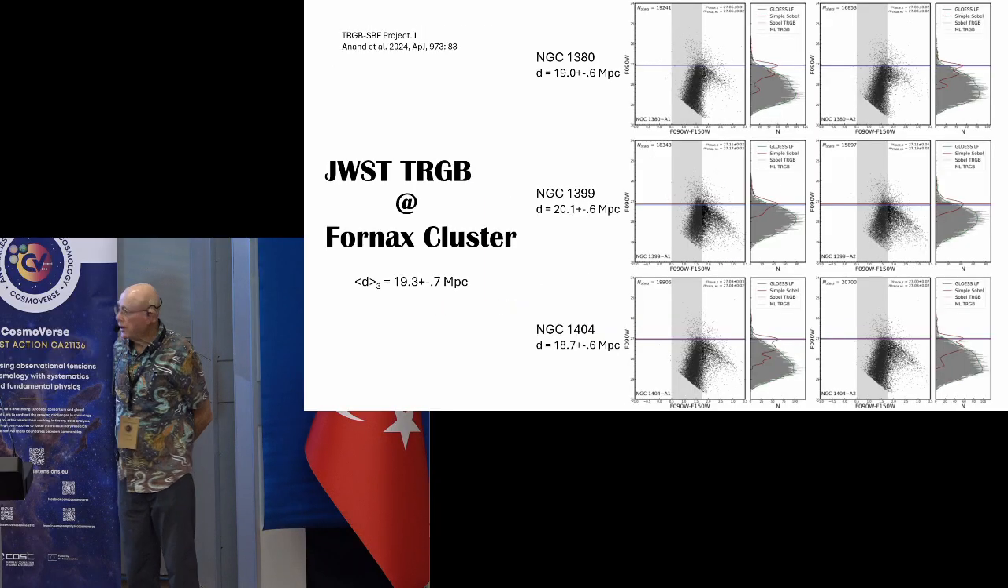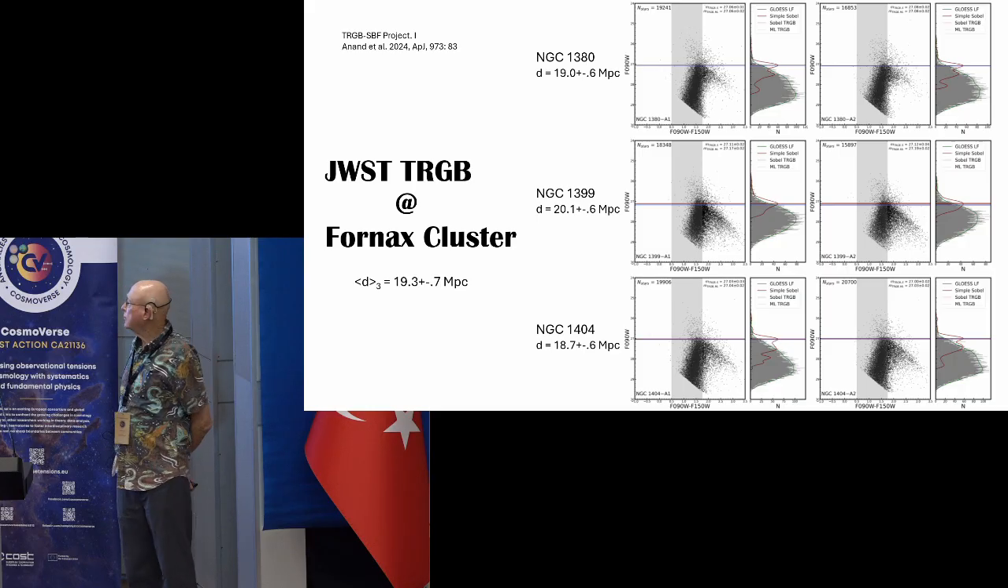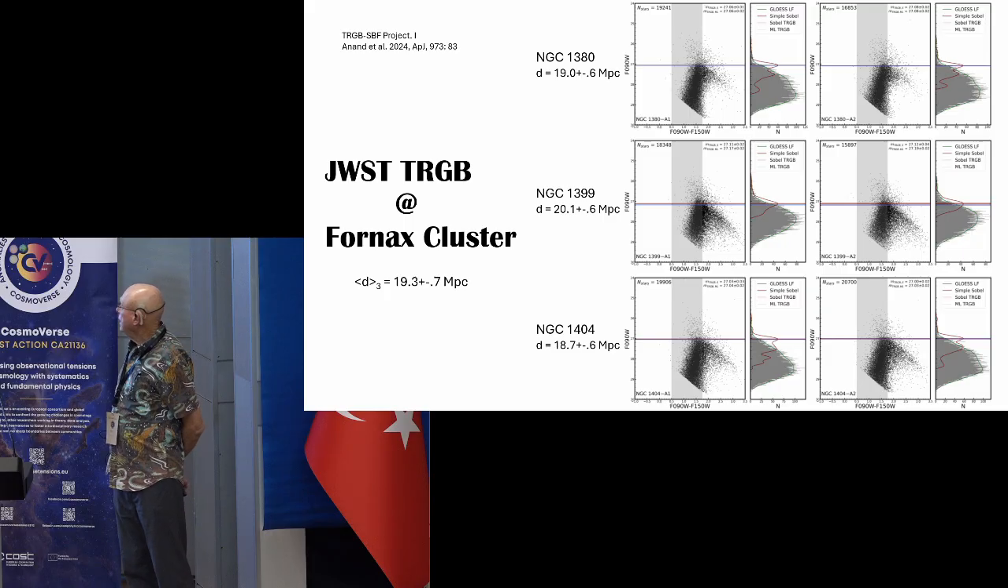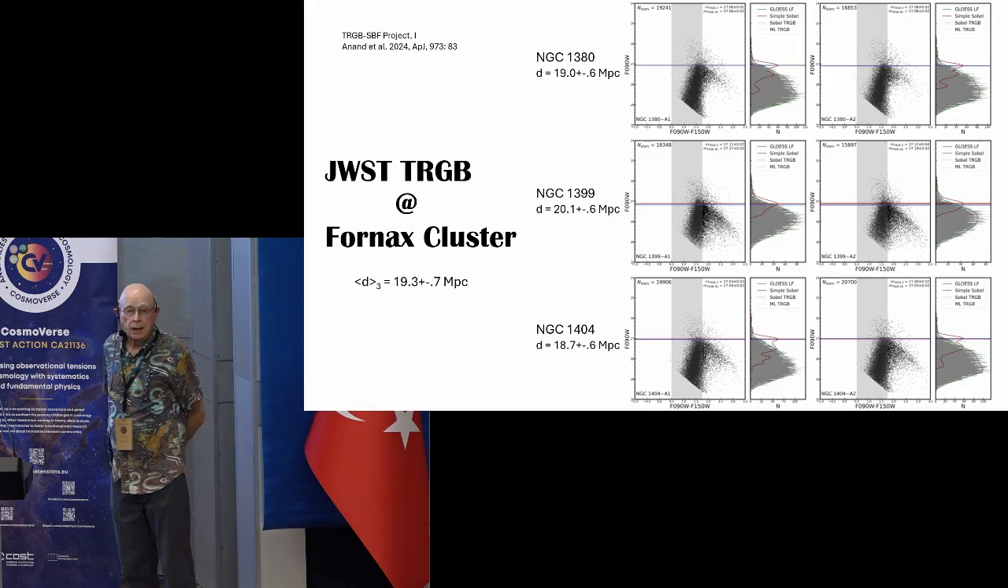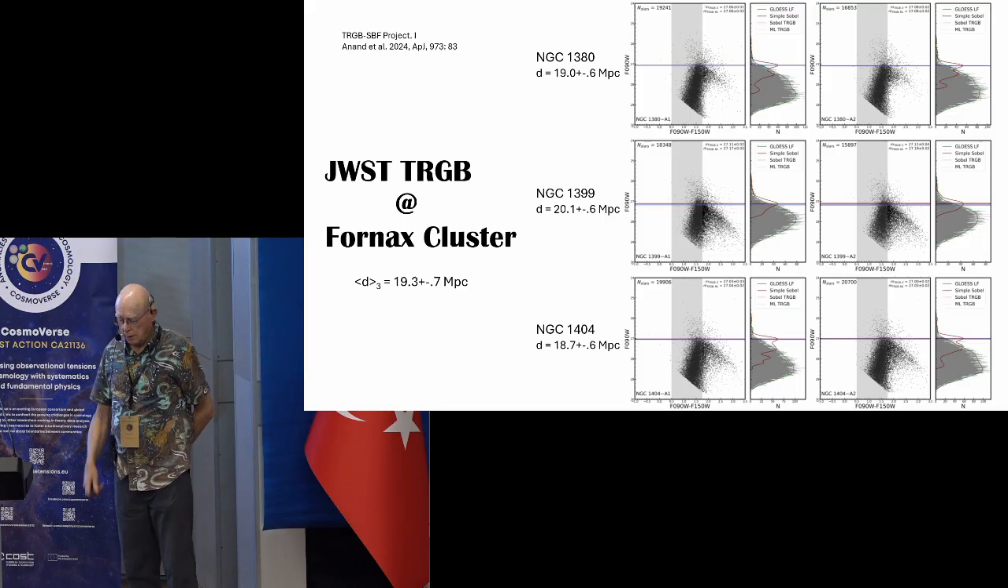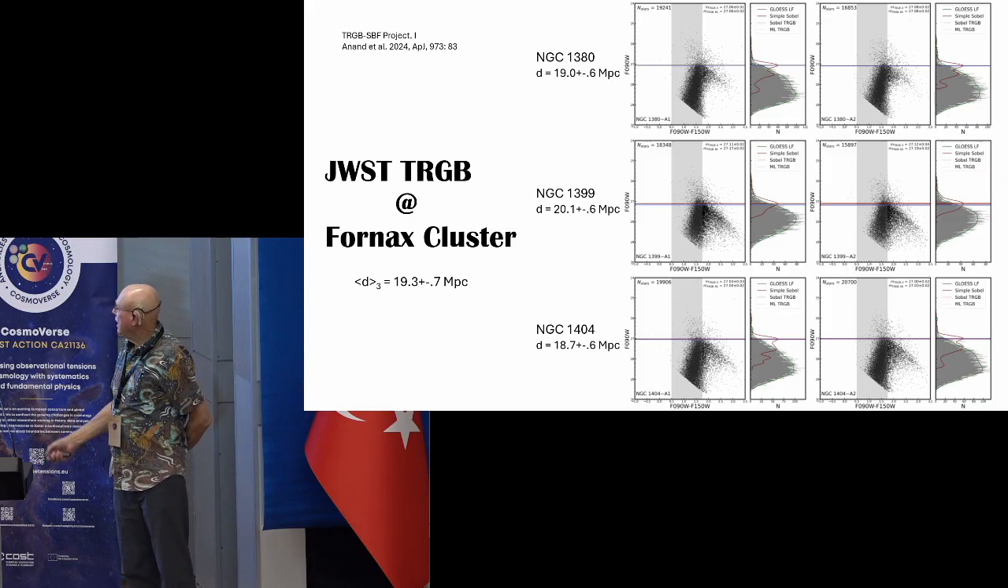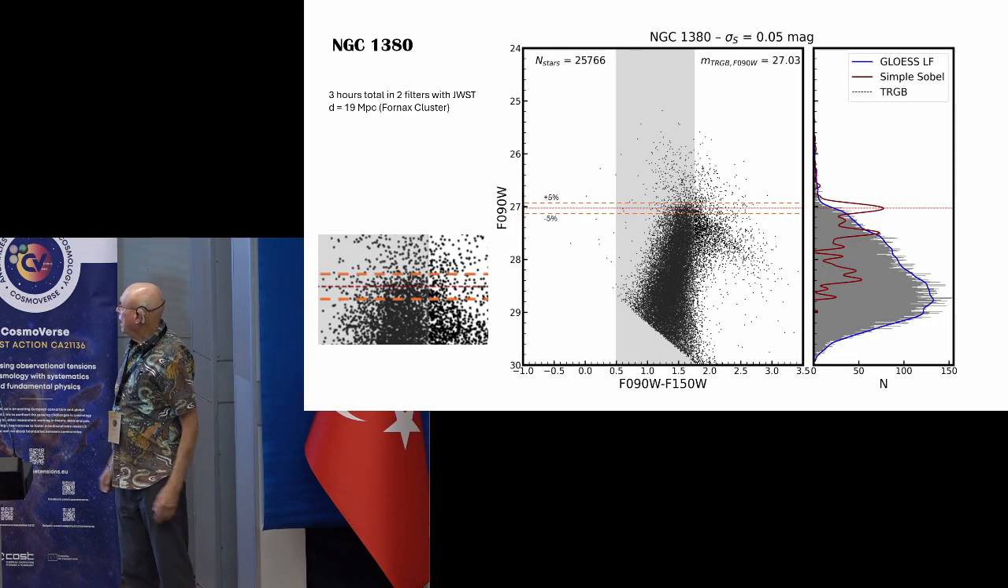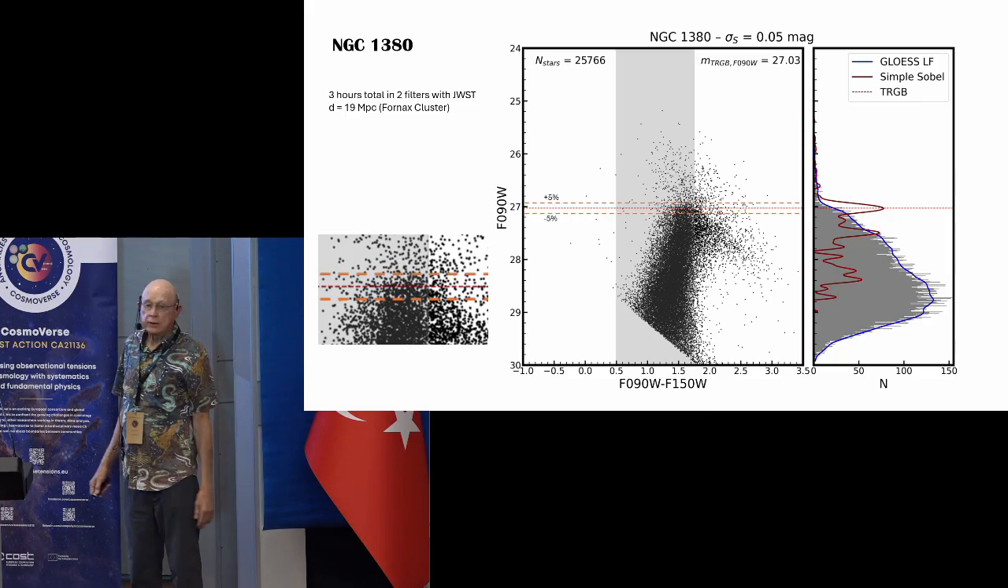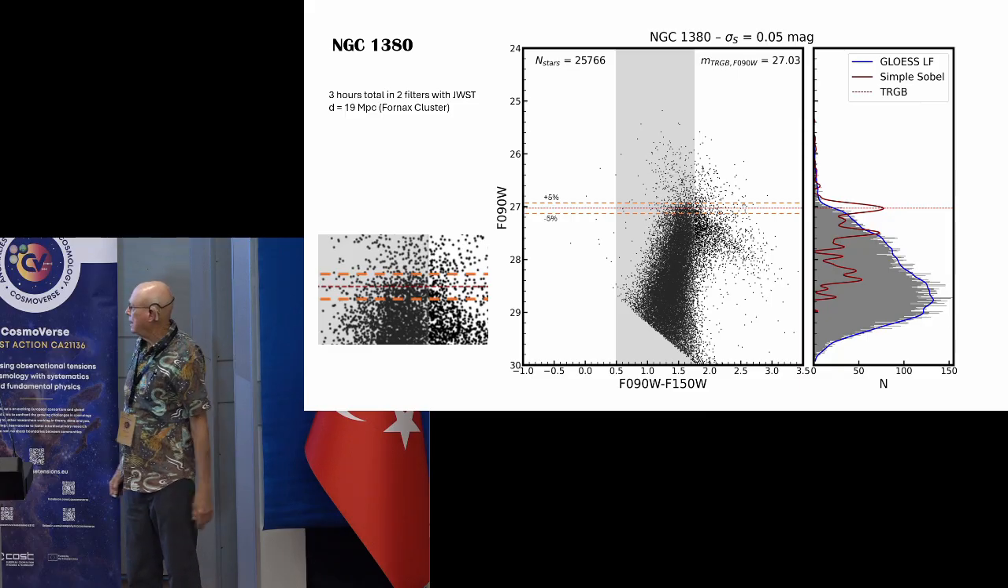So with JWST, we observed in cycle 2 galaxies in the Virgo cluster and the Fornax cluster. Here's the Fornax cluster, 3 cases. And again, you can see top to bottom these 3 galaxies and the tip of the red giant branch measurements and the distances that we are finding for these galaxies. And I just want to show you here, this is one of those galaxies, NGC 1380.